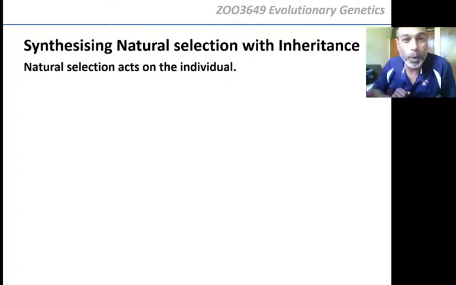So we are synthesizing natural selection with inheritance. And this is where the whole idea of populations comes in. Okay? Remember, this section is called population genetics.